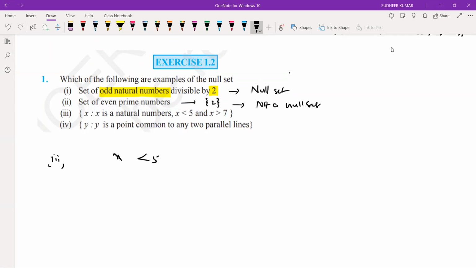X less than 5 and X greater than 7. So X is considered as one number. Suppose we take 4, which satisfies: 4 less than 5, 4 greater than 7? The same number cannot exist as both less than 5 and greater than 7. So it is a null set.